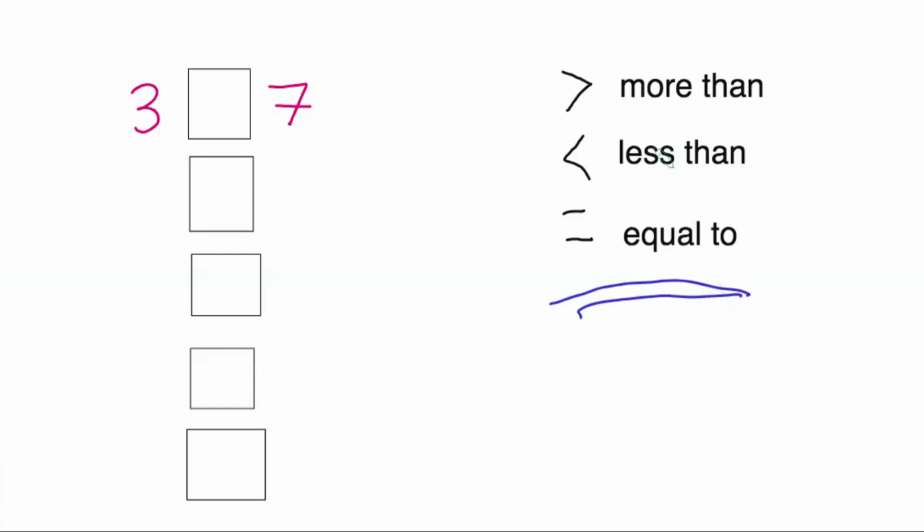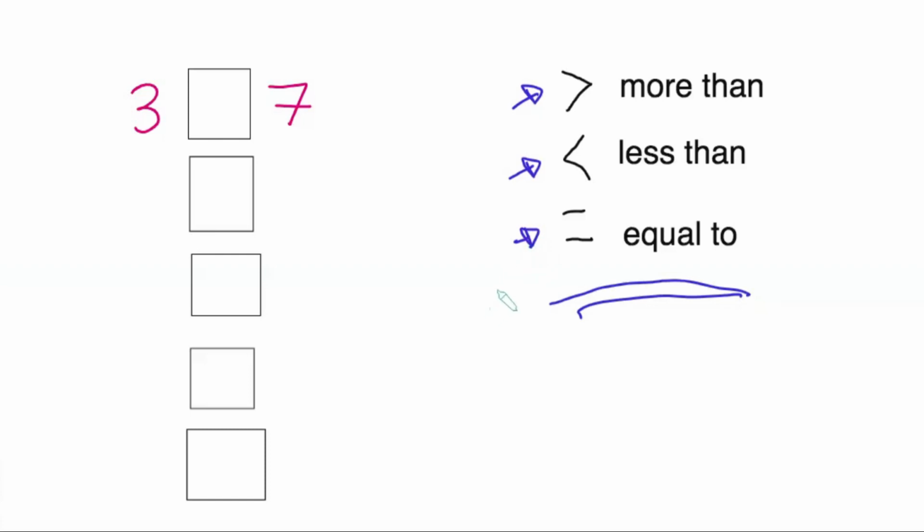Now, this tells us which symbols we are going to use to help identify which numbers are more than, less than, or equal to the other numbers shown, okay? So these are the symbols that we are going to use today. This symbol shows us or means more than, okay? The next symbol shows us or means less than. And the last symbol means equal to.